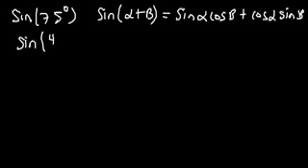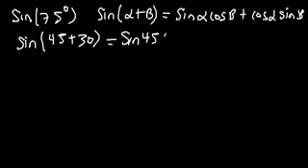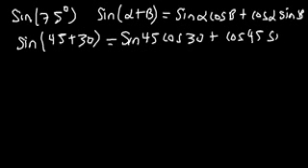So this is the same as sine(45 plus 30). The 45 is alpha, 30 is beta. So this is sine 45 cosine 30 plus cosine 45 sine 30. Now you can use the triangles to evaluate this. Sine 45 is going to be root 2 over 2. You can also just go to Google Images, type in unit circle, and you can answer these questions based on that.